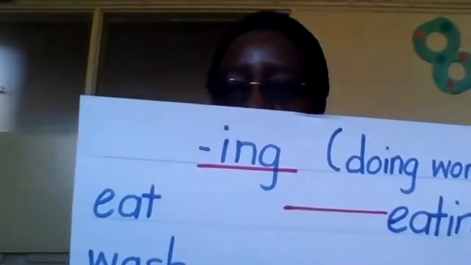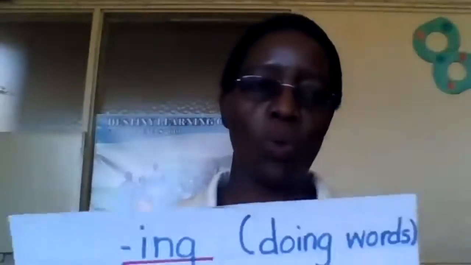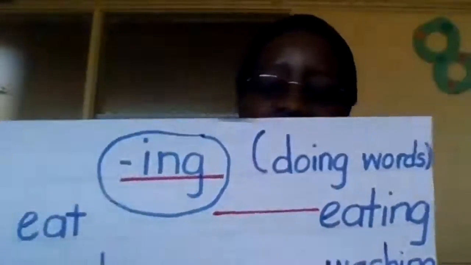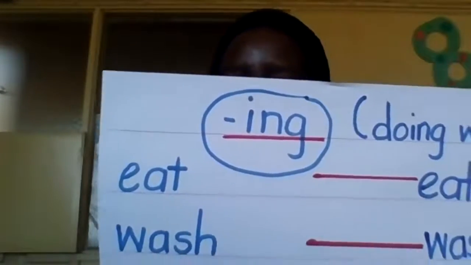Now let's look at the next word there. Wash. If you say wash, what are you doing at that particular moment? I am washing. Let's write that word down. I am washing. Simple, add ing at the end. So wash and you are washing. All right, good.